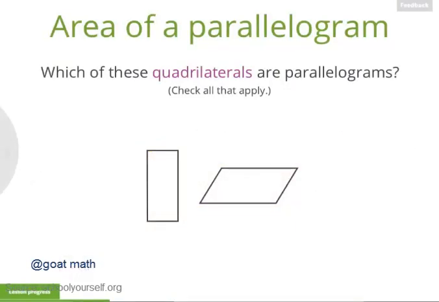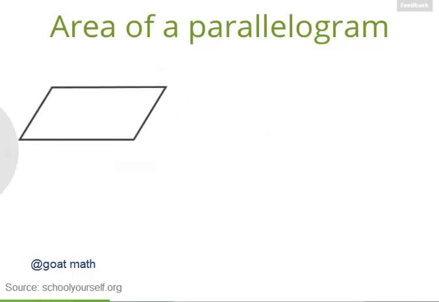Right, these were the two parallelograms. And this one over here happens to be a rectangle because all its angles are right angles. Let's take a closer look at the parallelogram over here, and let's find the area of this parallelogram.